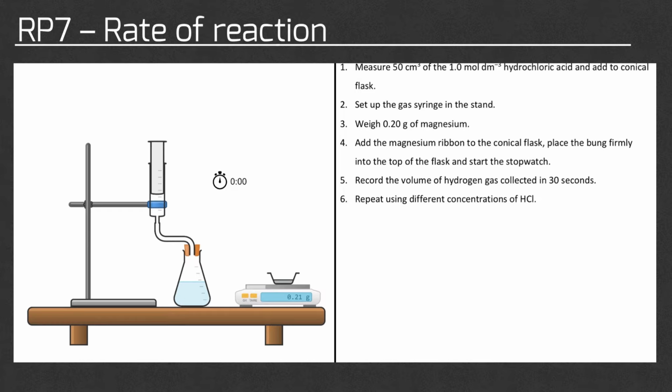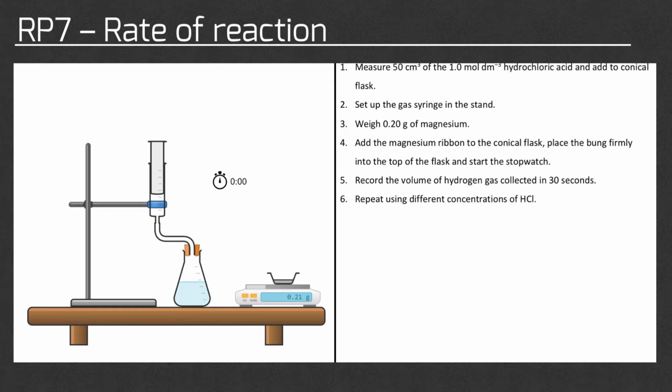Required Practical 7 looks at monitoring the rate of reaction. There are two ways this can be done. This first method looks at measuring the rate of reaction by the initial rates method. So you would measure 50 centimetres cubed of your hydrochloric acid and add it to a conical flask. You would set up a gas syringe, clamped so it's not going to fall over, and weigh out the mass of magnesium you're going to use, for example 0.2 grams.